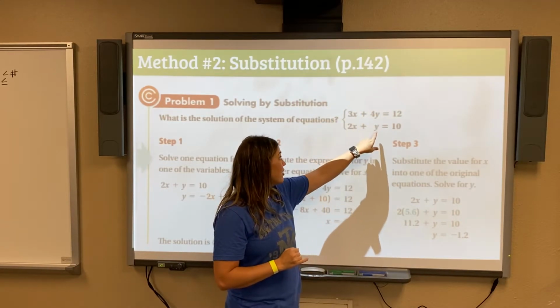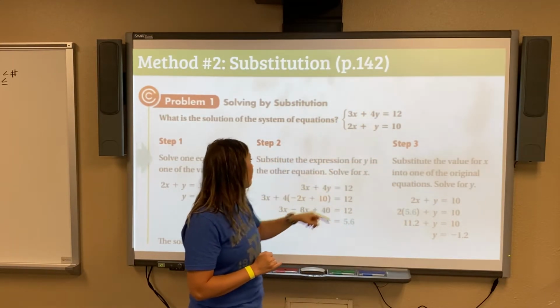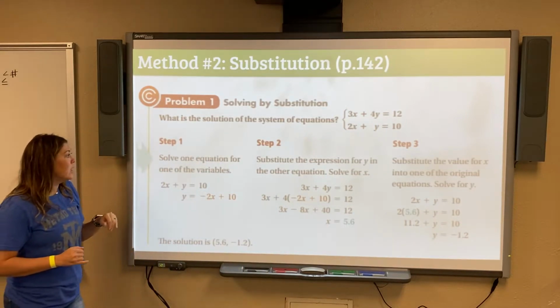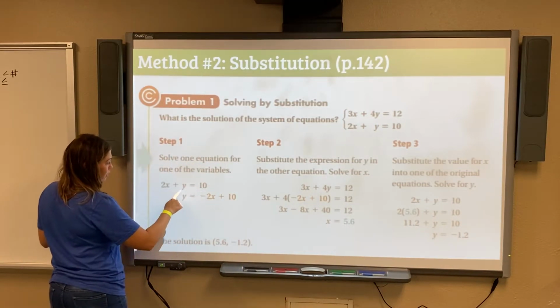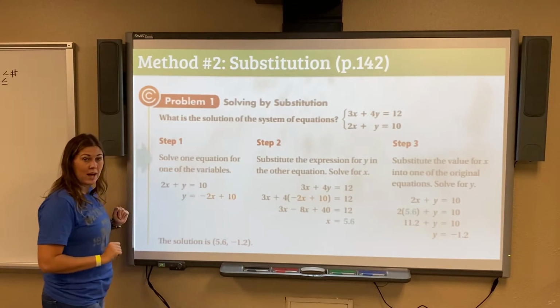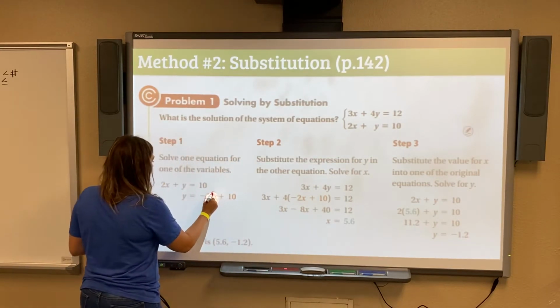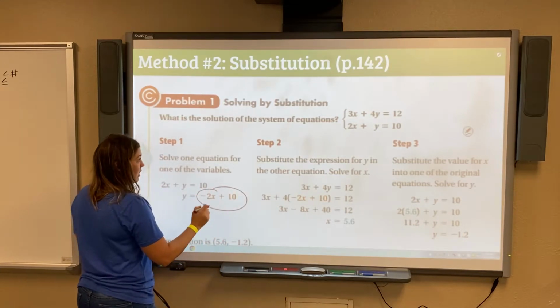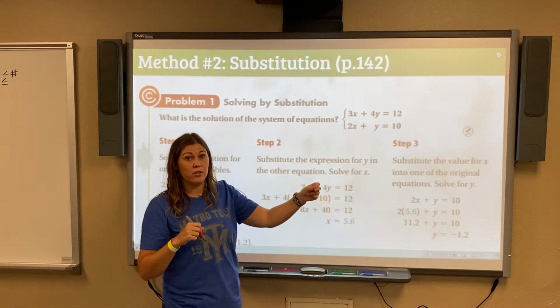Okay, and the only one here is this y, so if we wanted to get that by itself, which is our first one, for one of the variables we're solving for y, we subtract 2x, so now this is y equals negative 2x plus 10. Okay, so since this is what y equals, we're going to take that and plug it into the y for the other equation.